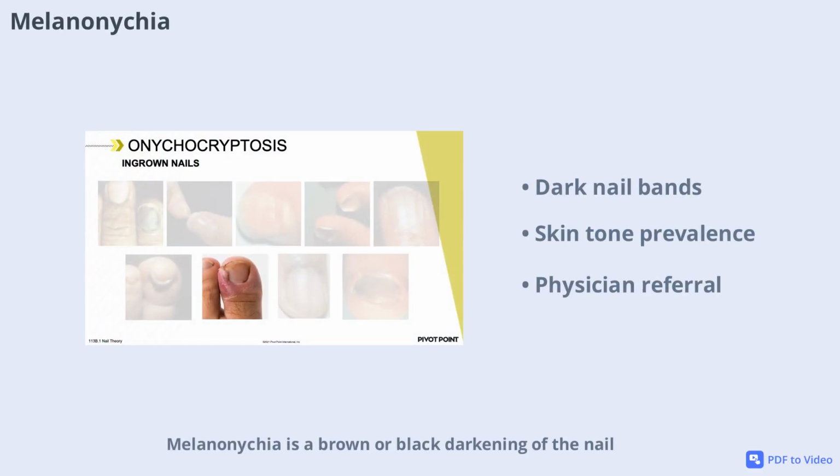Melanonychia is a brown or black darkening of the nail, resulting in darker bands that run the length of the nail. It occurs more commonly in people with deeper skin tones. Make clients aware of possible causes and suggest seeing a physician if the condition persists or worsens.